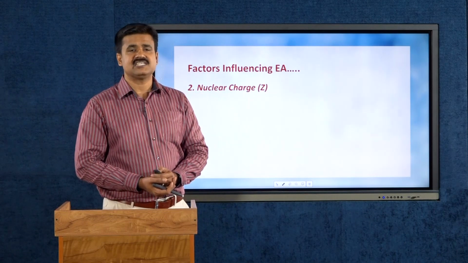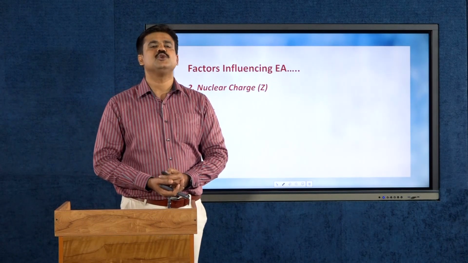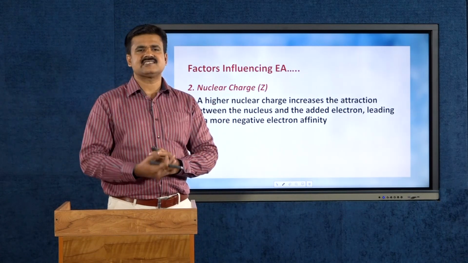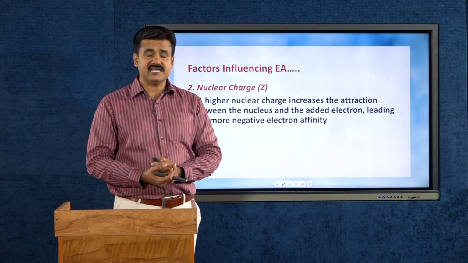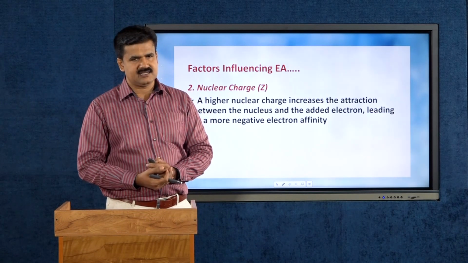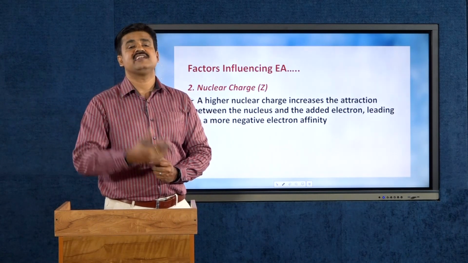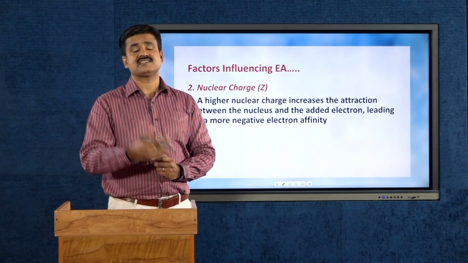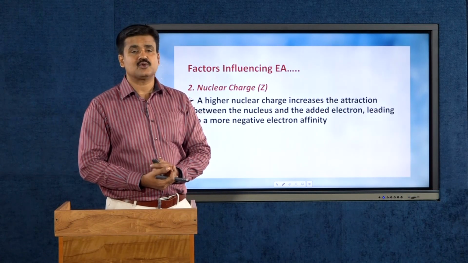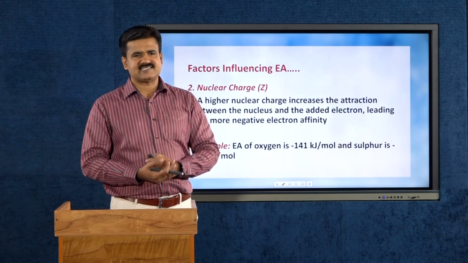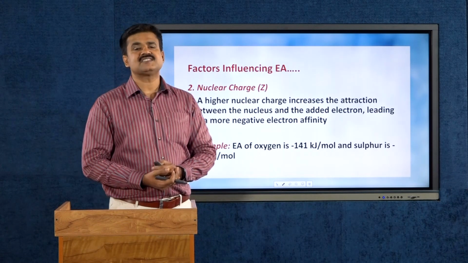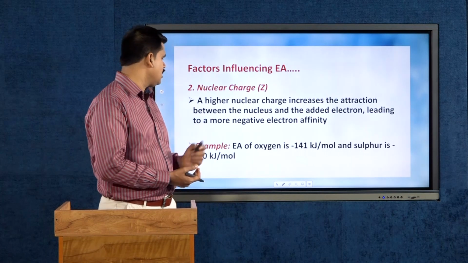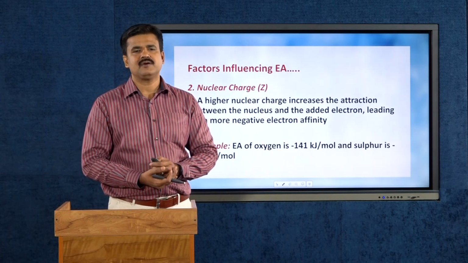Next factor that governs electron affinity is the nuclear charge. A higher nuclear charge increases the attraction between the nucleus and the extra electron added. This leads to more negative electron affinity. That is, we can say nuclear charge is proportional to electron affinity. For example, the electron affinity of oxygen is minus 141 kilojoule per mole, and that of sulfur is minus 200 kilojoule per mole.